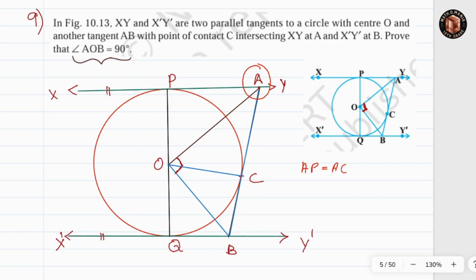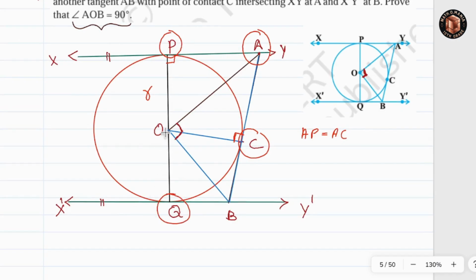Then another point that we will get here is that this angle will be equal to this angle. That is, both angles will be equal to 90 degree. Why? Because here we can see that P and Q are the points of contact of these tangents, right? So when I'm drawing a radius from O to P, it will connect that point at 90 degree. That is, OP will be perpendicular to the tangent XY, as well as OQ will be perpendicular to this tangent X dash Y dash. Clear? Like that, we get all these things from this figure.